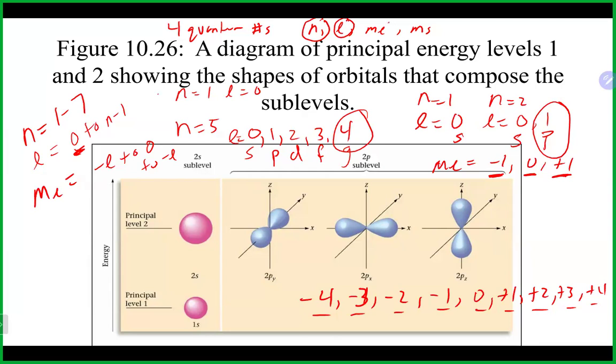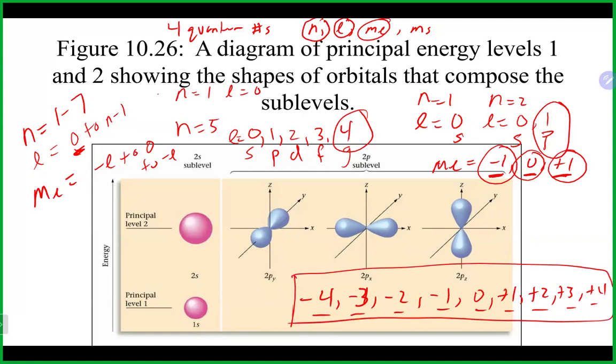M sub l is a little bit more complicated, but ultimately you can think of it as telling you how many orbitals there are for those particular subshells. For example, with the p, there are three numbers, and each of those represents one individual p orbital. At the very end, where l is equal to 4, we had 9 different numbers from -4 to +4. That represents 9 different g orbitals, and each one could hold 2 electrons, which is 18 electrons.